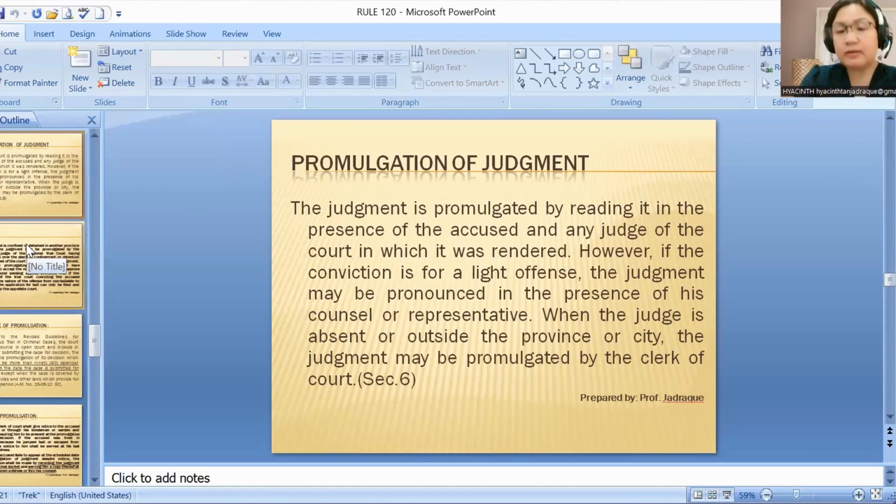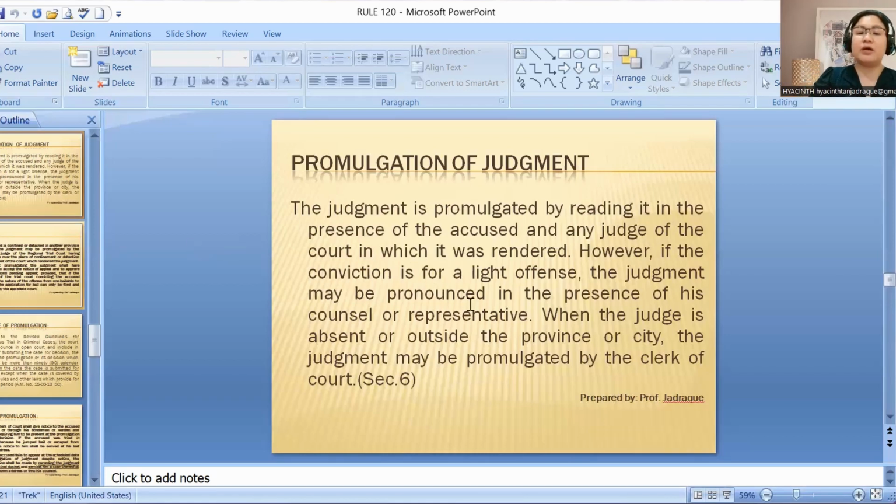Okay, let us say that the court is done preparing the decision or the judgment. So what shall the court do next? The court has to promulgate the judgment. Section 6 provides that the judgment is promulgated by reading it in the presence of the accused and any judge of the court in which it was rendered. So usually, who will read the judgment when it is promulgated? It's the court interpreter. However, if the conviction is for a light offense, the judgment may be pronounced in the presence of his counsel or representative.